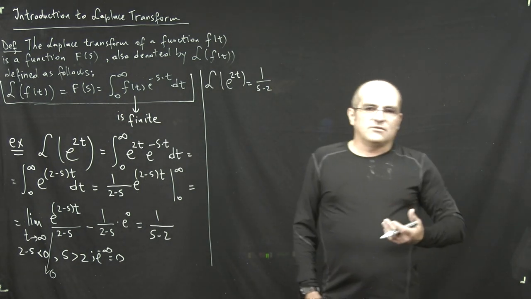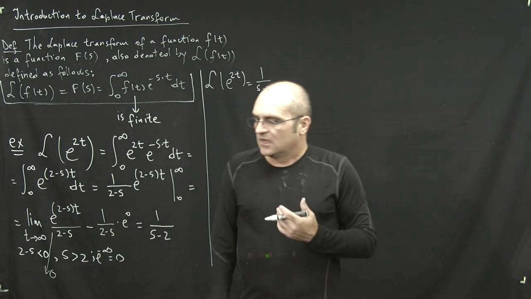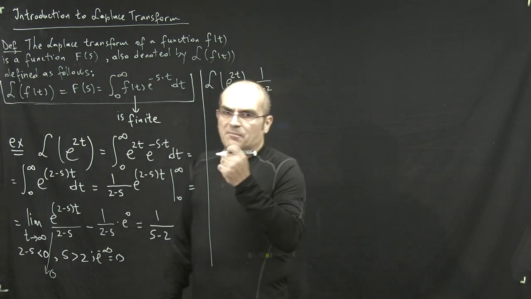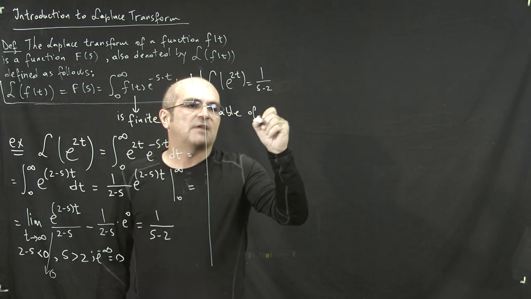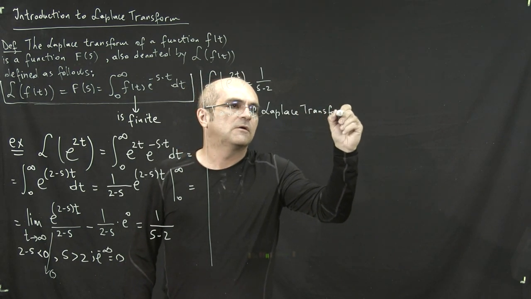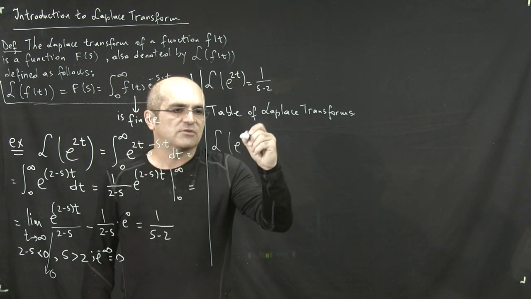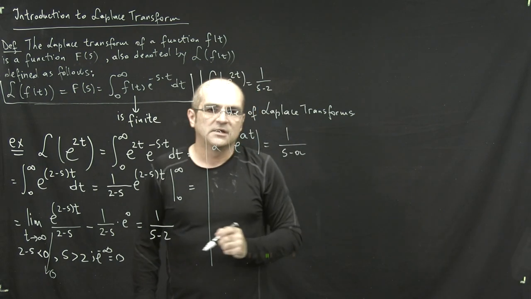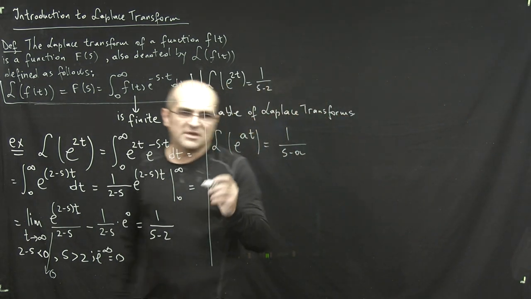As I said before, fortunately we don't do this by hand, because we already have tables of formulas that have these Laplace transforms computed for us. For example, in the table of Laplace transforms, which you should have in front of you, you will see this entry: the Laplace of e to the at is 1 over s minus a. If a is a constant, that's the formula.